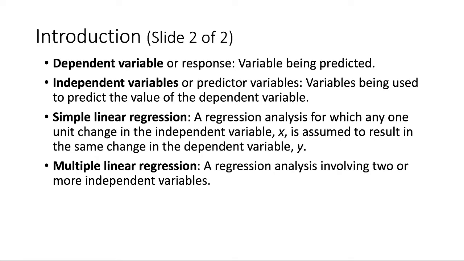There are several regression terminologies. The variable being predicted is called the dependent variable, or response, and the variables being used to predict the value of the dependent variable are called the independent variables, or predictor variables. For example, in analyzing the effect of advertising spending on sales, a marketing manager would make sales the dependent variable and advertising spending the independent variable used to help predict sales.